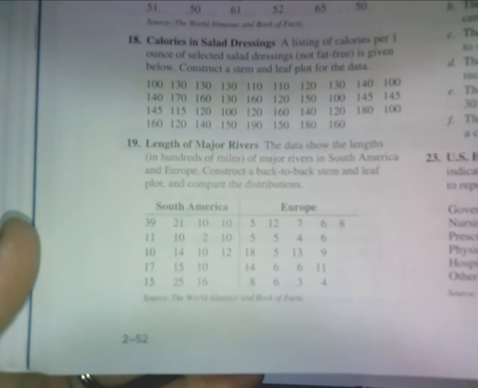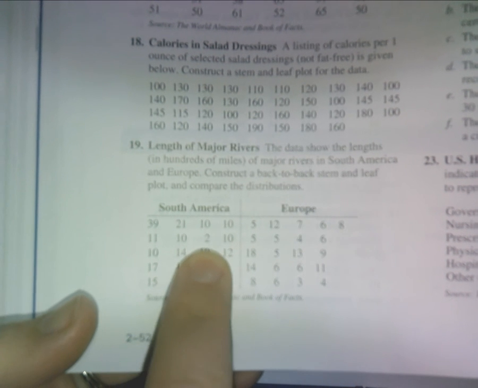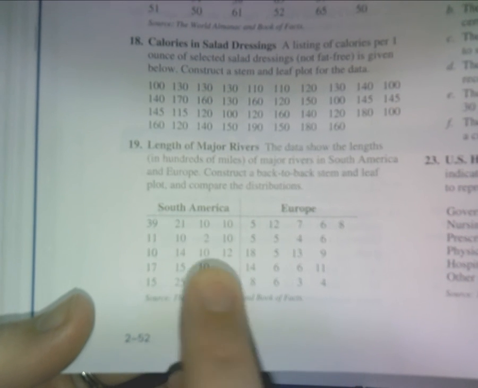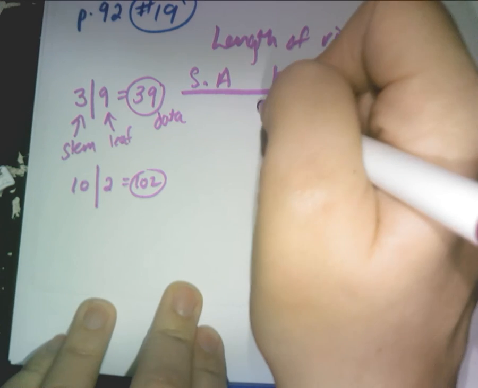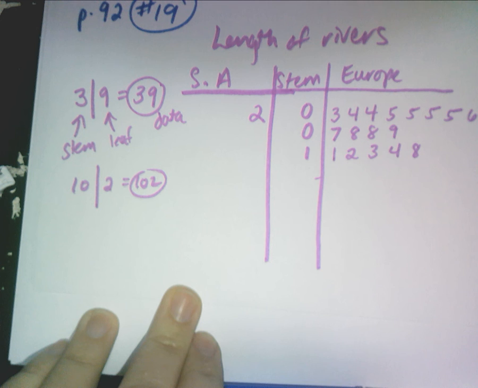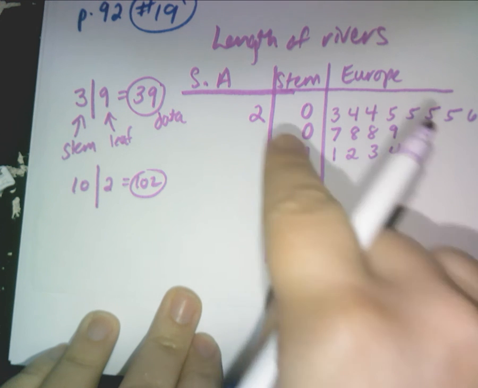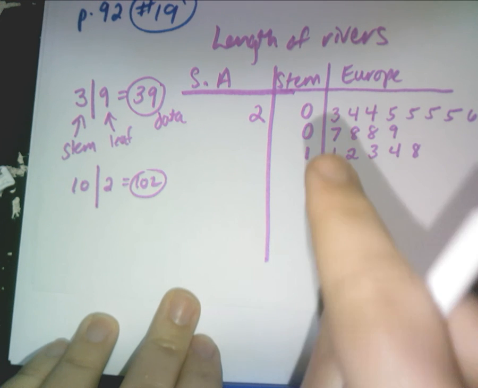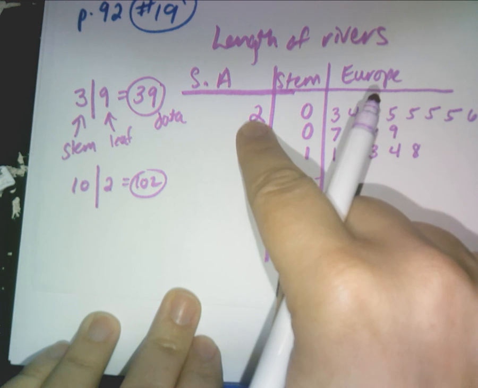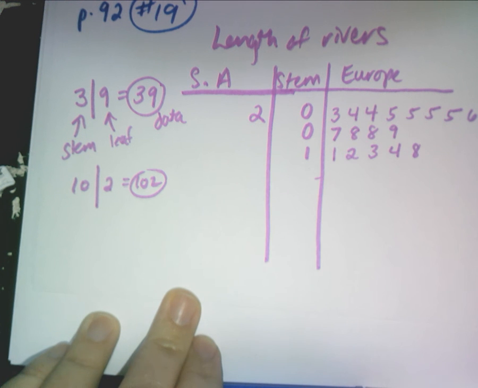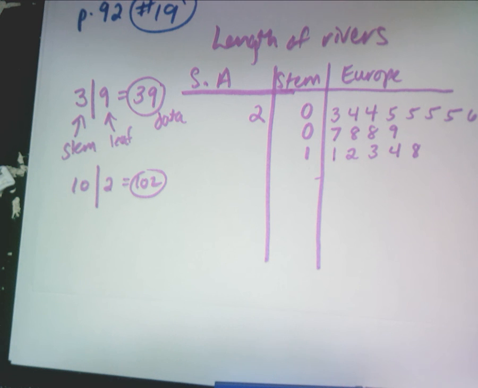So looking at South America numbers, I do have a 2. Would you agree? Okay, so here's how you do the 2. There. Why did I put it there? Mrs. Setta, that's 20. No, it's not. My stem is 0. My leaf is 2. That's how you make the stem for the back-to-back part. Let's see if I have another number.